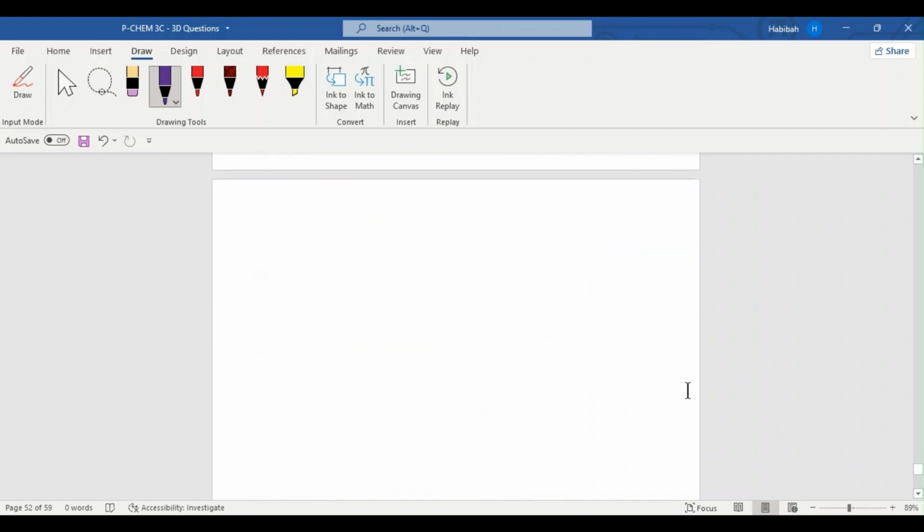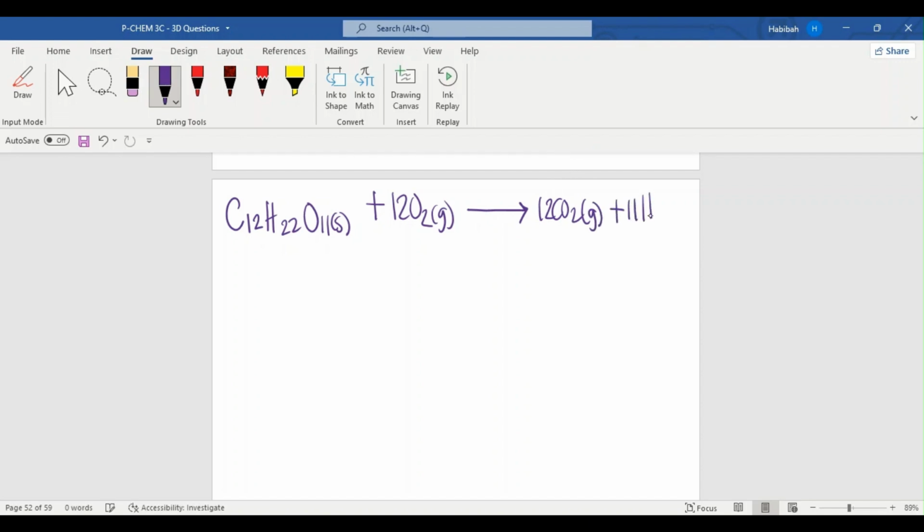Now we're going to deal with the second reaction. The second reaction, rewriting it, is C12H22O11 solid plus 12O2 gas. Are you listening? Yep, you are. Would give us 12CO2 gas plus 11H2O liquid. This is a combustion reaction. So this is a combustion reaction of sucrose. This is actually sucrose. So we don't need that information to solve this question, but it's just a fun fact. This is sucrose.